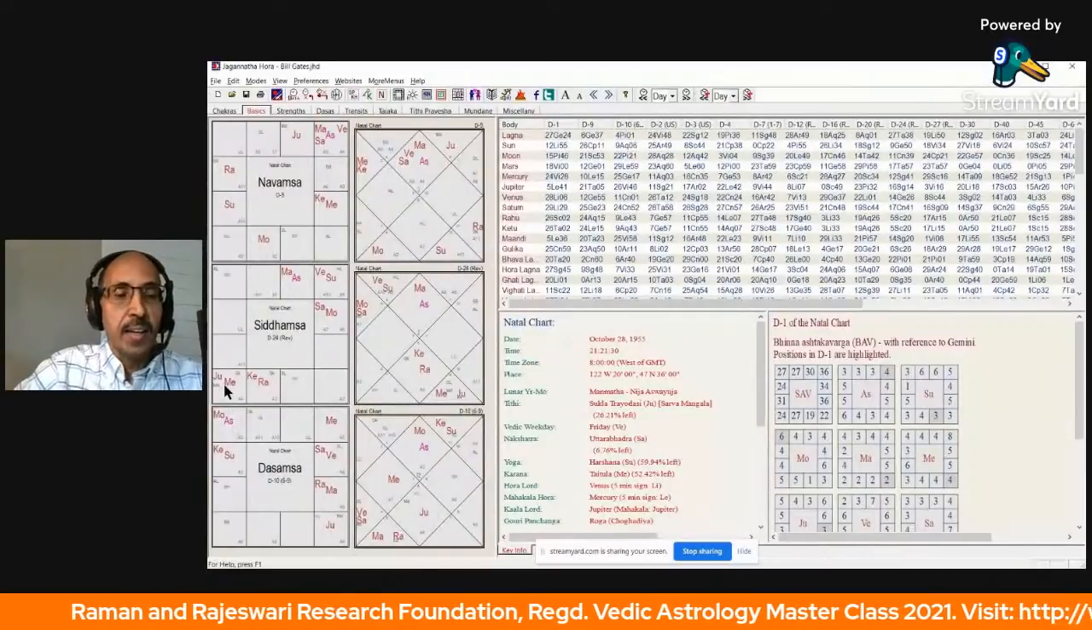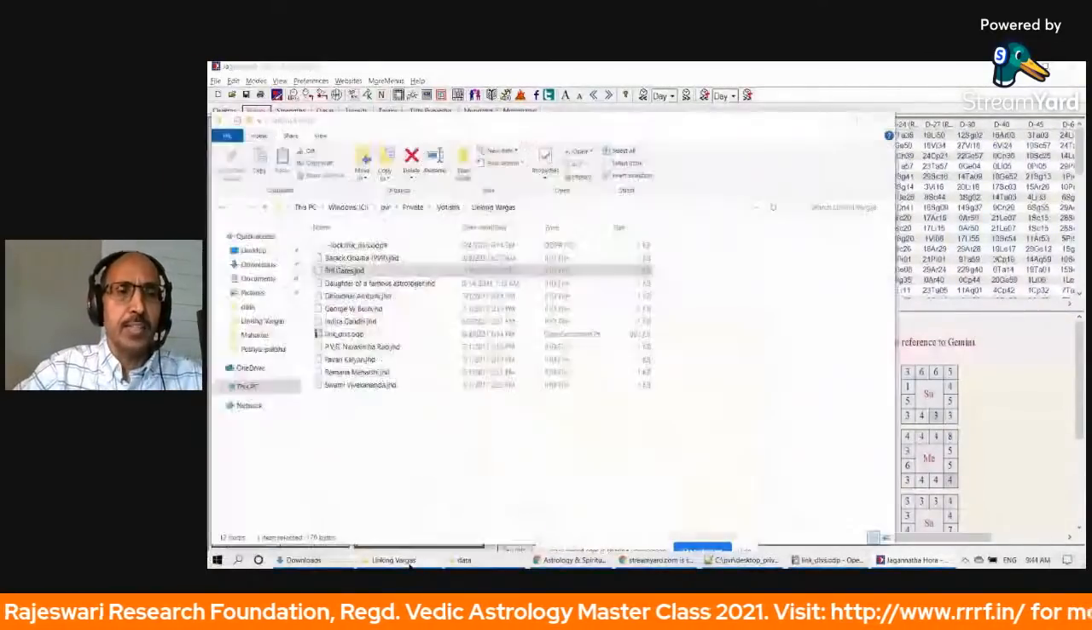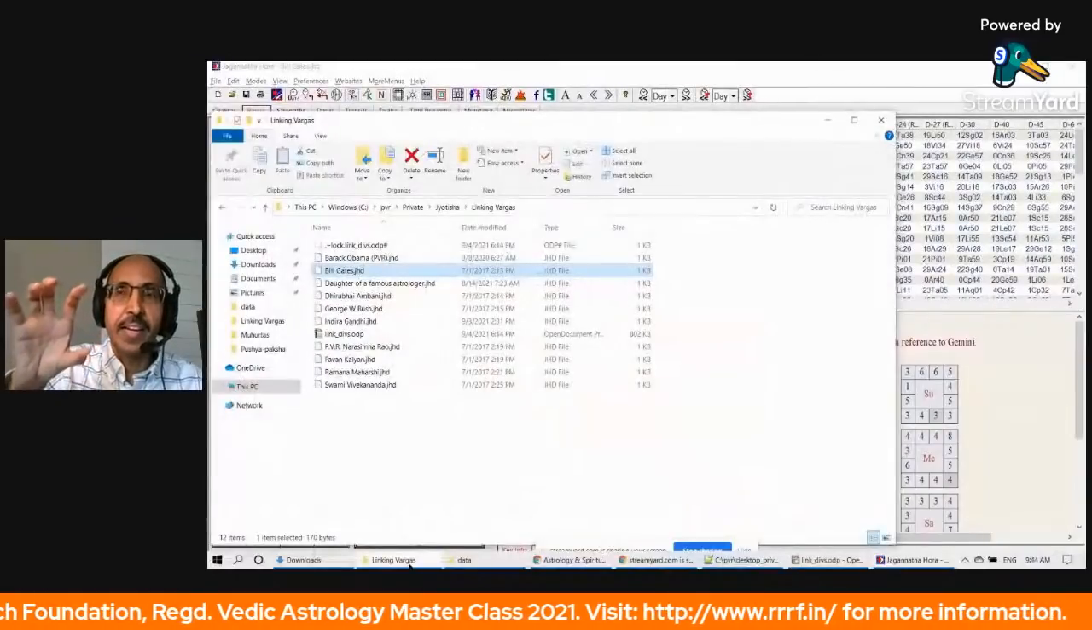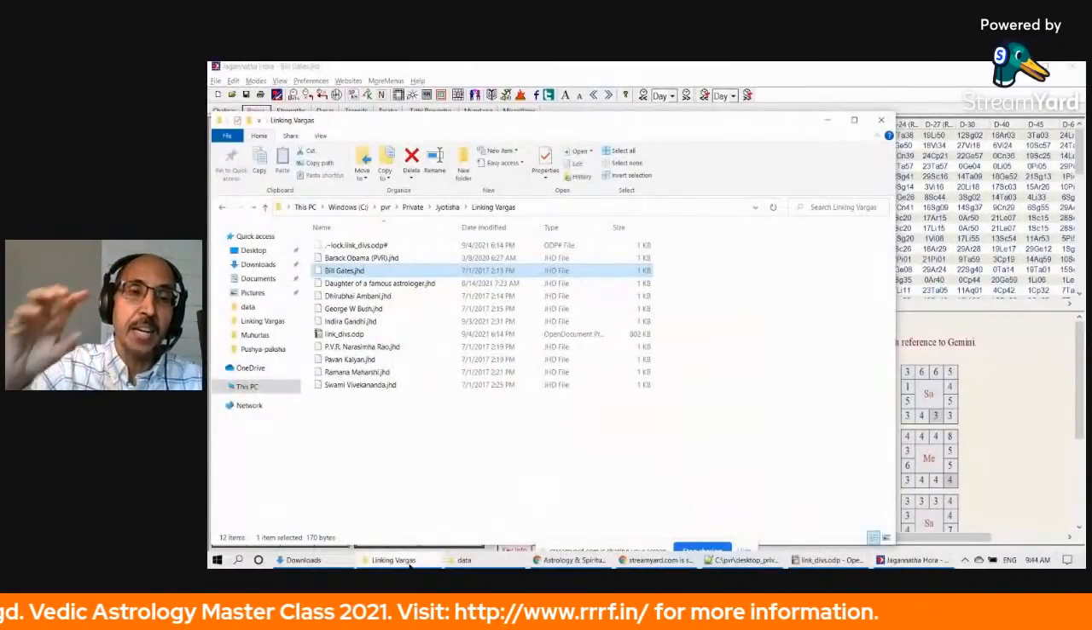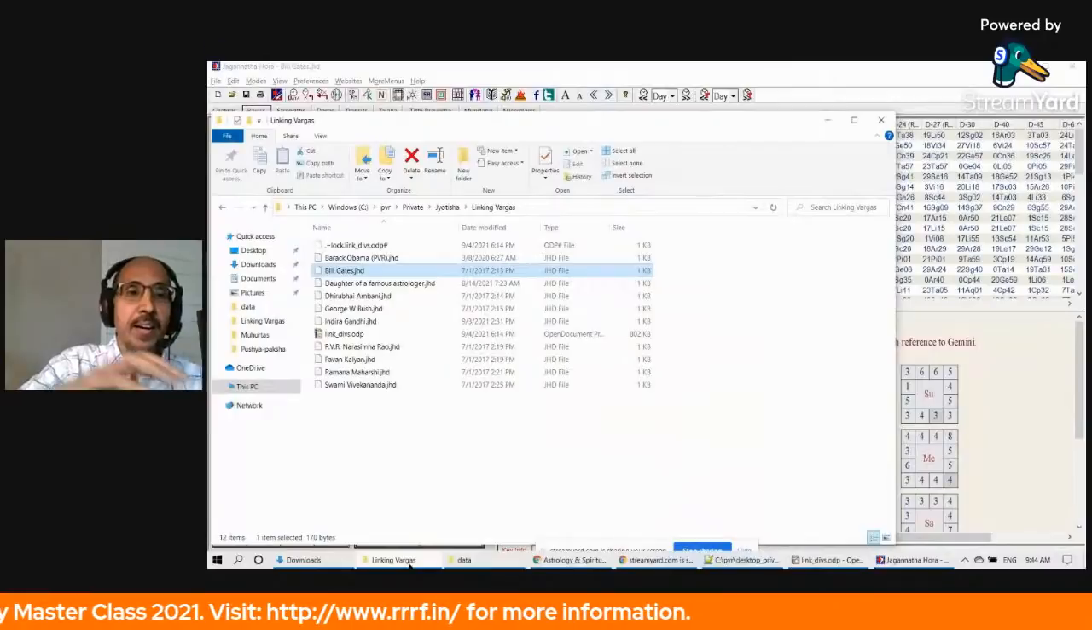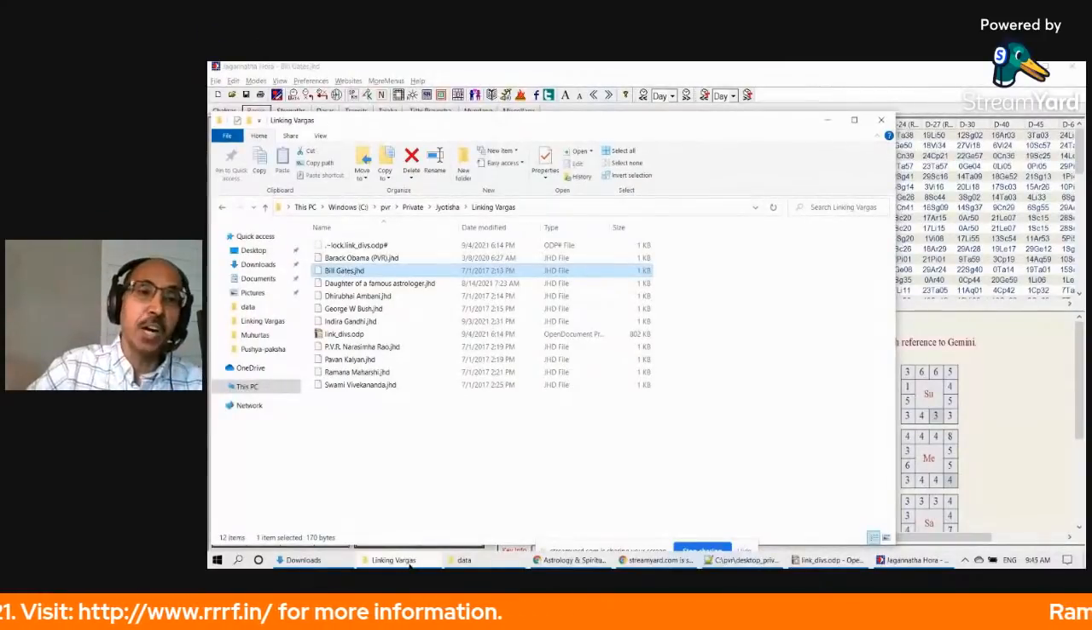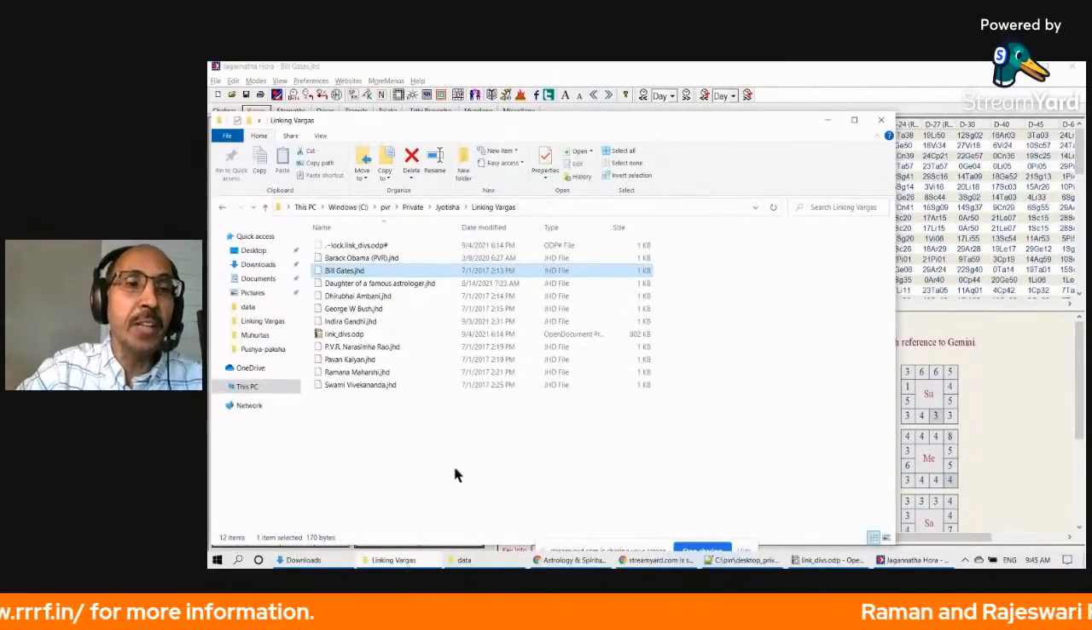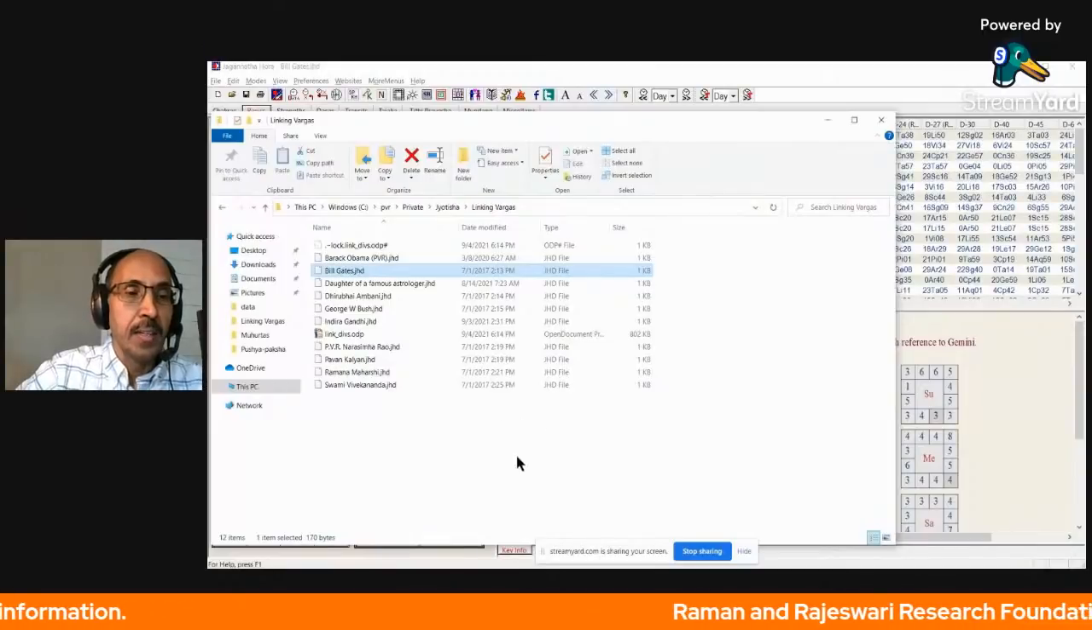So like this, you can see various divisional charts. If an important set of planets are affecting some house in one chart and another house in another chart, you can conclude that there will be a link between those areas of life.